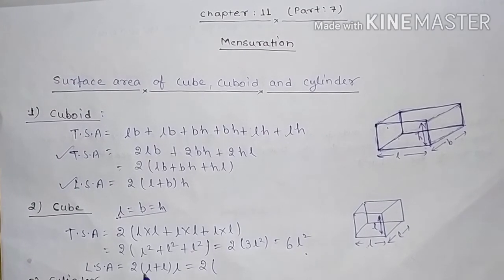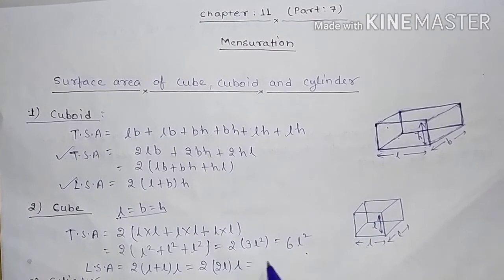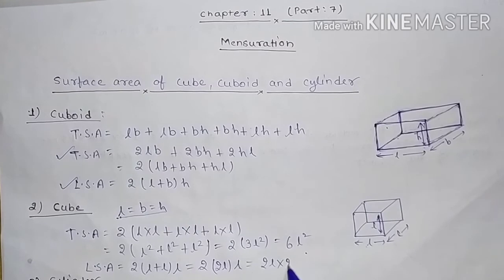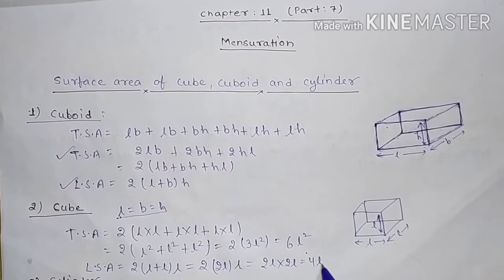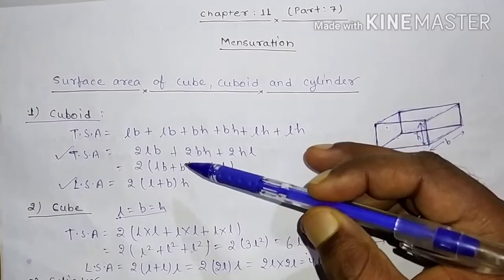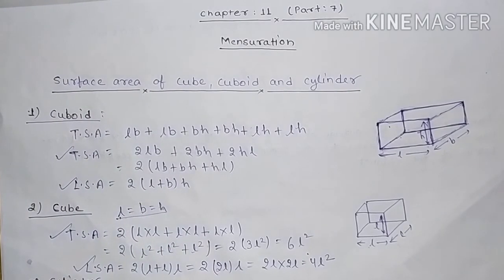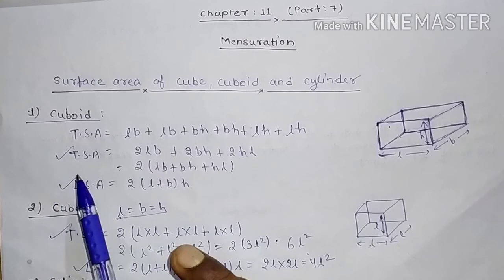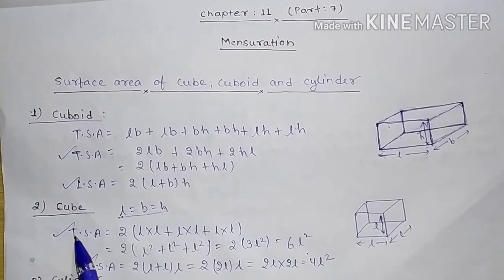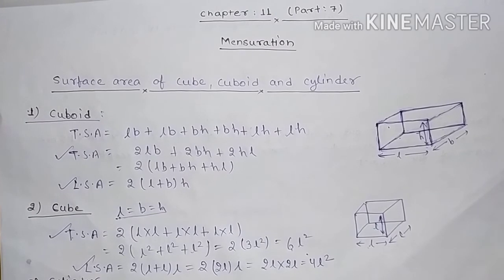So 2(L + L) is 2L into L, that is 2L into 2L, that is 4L square. Now the lateral surface area of a cube is 4L square. Simply we have to learn this formula. No need to derive, just learn the formula: total surface area of cube is 6L square, lateral surface area of cube is 4L square.